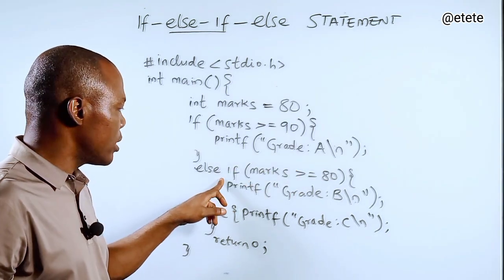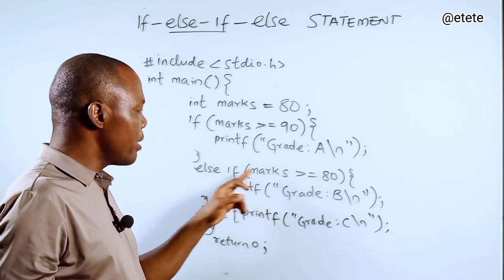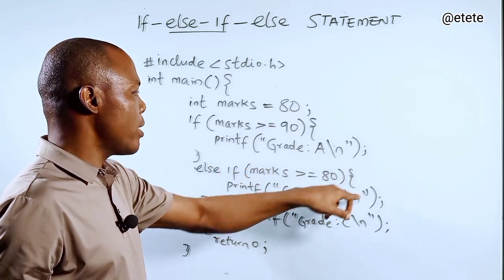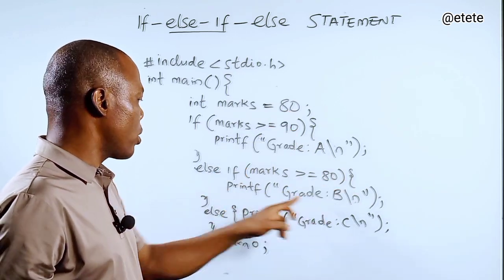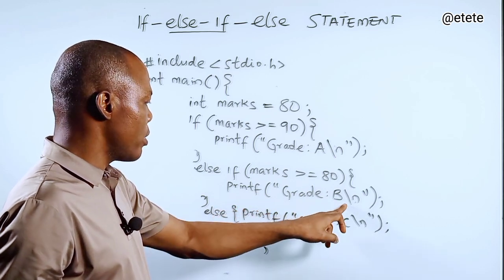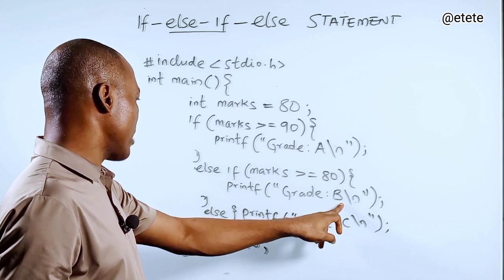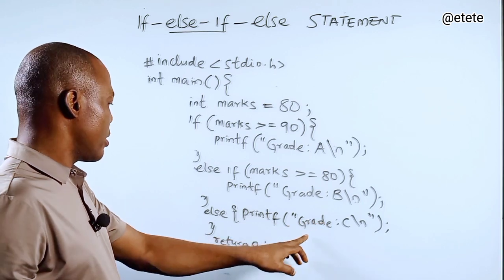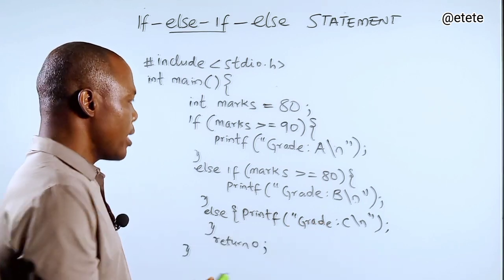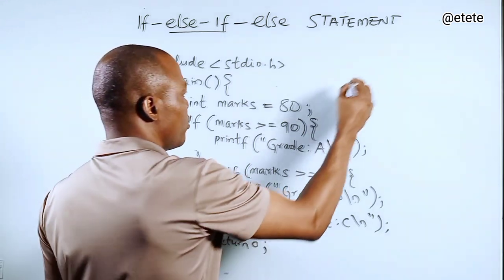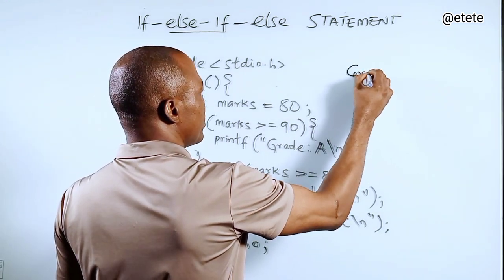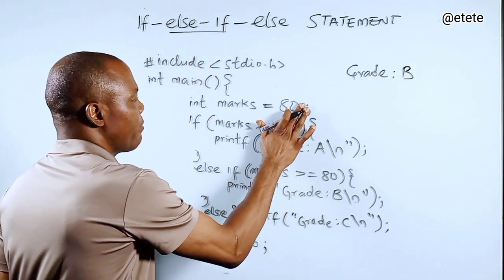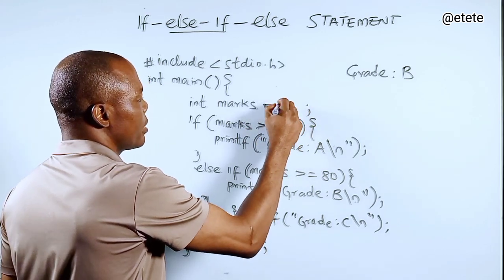Then it will come back to this one and test the condition again. If max is greater or equals to 80, now mark is 80. So it's going to enter this if and print out the block. So it will print out grade B. That's what it's going to print out on the screen. Else, it will print out grade C. So this one will give me an output as grade B.